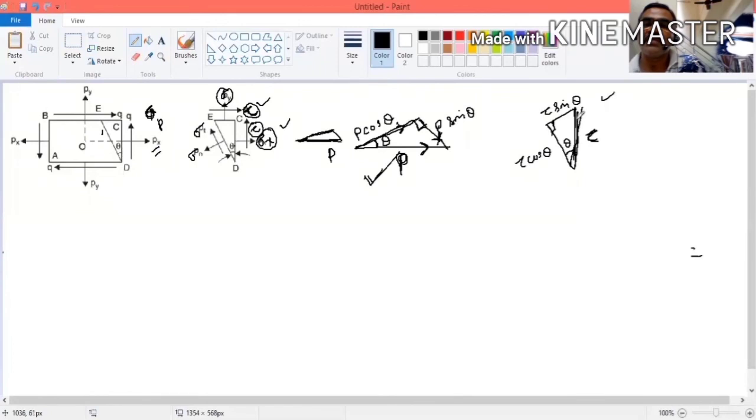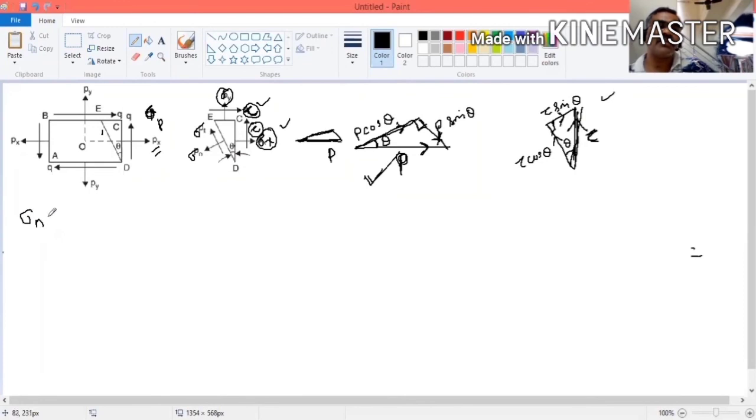Now, if this is the vertical direction, and if this is a direction, then if you resolve here, this will be the direction. Now, I am going to derive this equation. So first I am going to calculate sigma n.